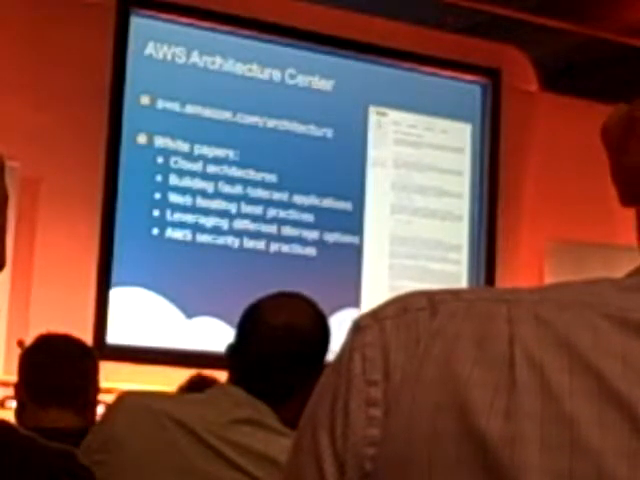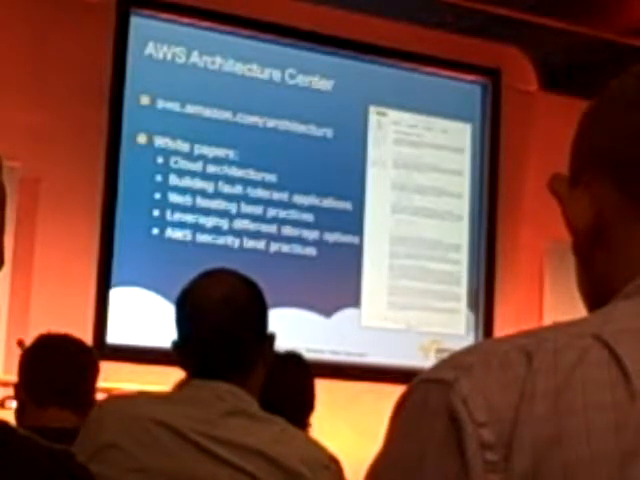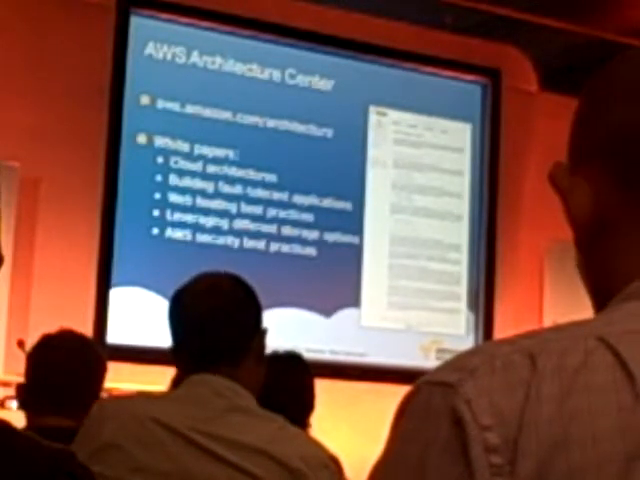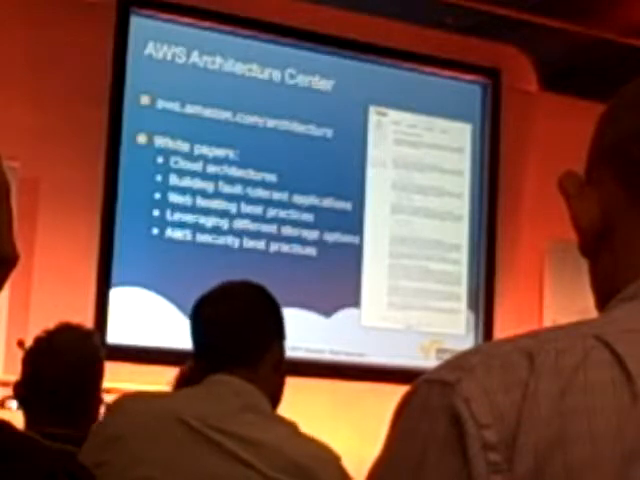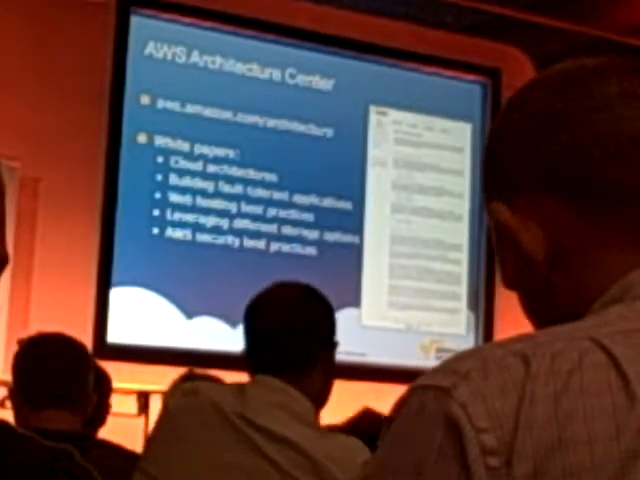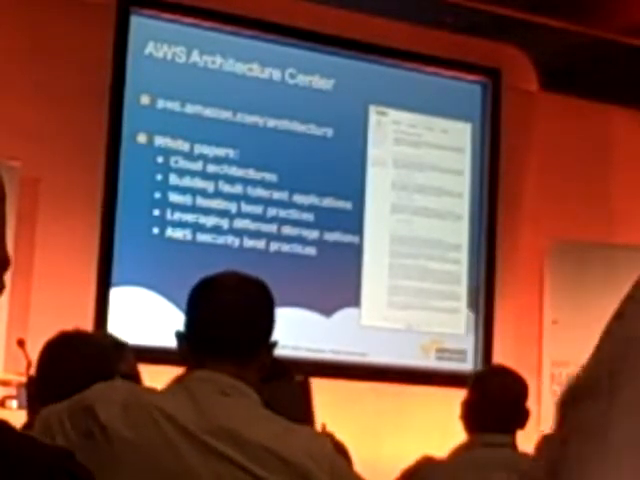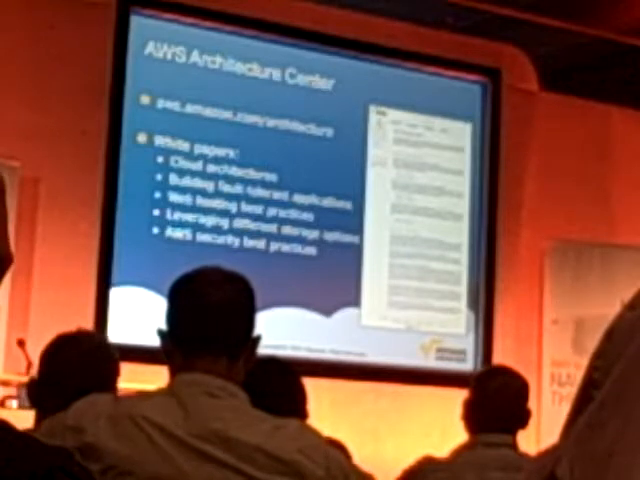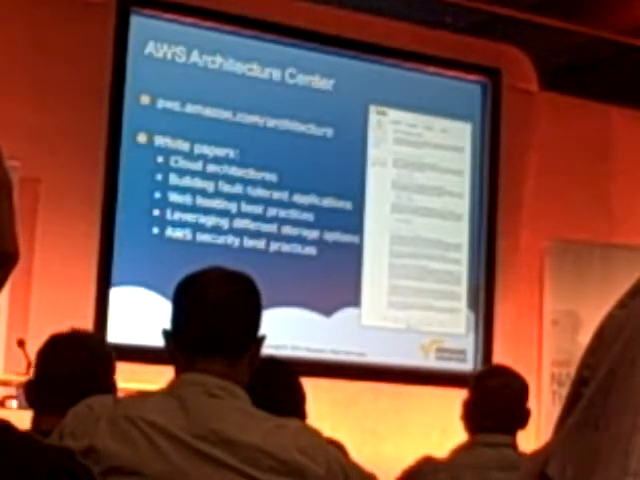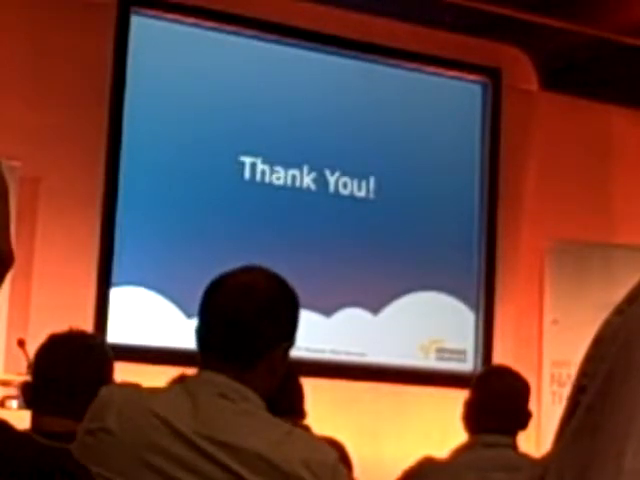All right, in summary, we now have an architecture center in place on Amazon.com, at aws.amazon.com/architecture. There are a couple of good white papers there about cloud architecture, best practices, storage options, security, and so on. So I certainly invite you to read more about it in this place. So with that, thank you very much.